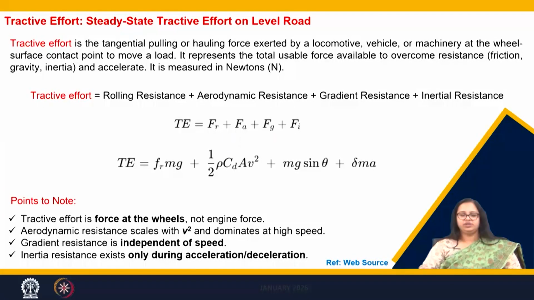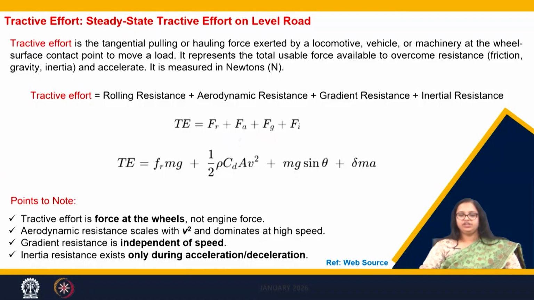When we write it with notation, Fr is equal to small fr times mg, where fr is the rolling frictional coefficient, m is the mass and g is the acceleration due to gravity. Here Fa is the aerodynamic force, given by half rho CD A v squared. Fg is given by mg sin theta, and Fi is given by delta m a. Here the term delta is a mass factor.